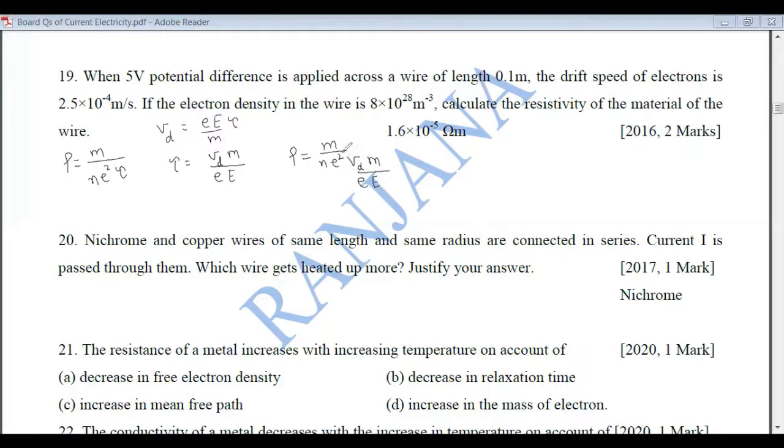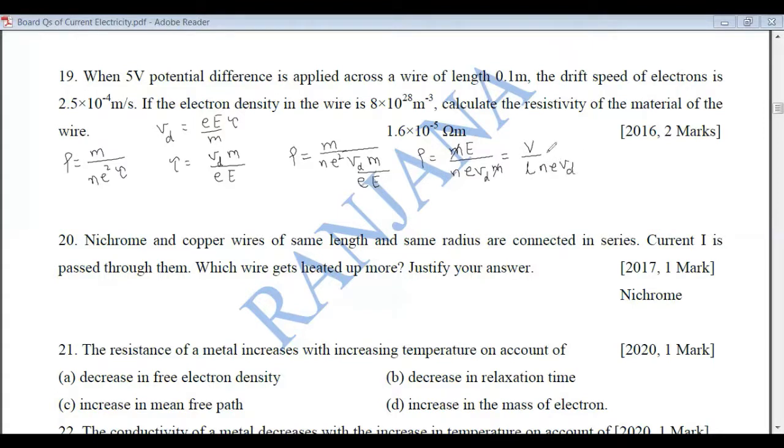So here we get the expression of the resistivity to be m, this capital E will come in the numerator, n e square upon e, one e cancels out, n e Vd into m. Now you can substitute all these values. The electric field also we will convert in terms of potential difference, because here the potential difference is given. So E is equal to V upon L.